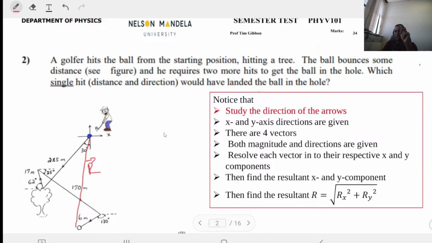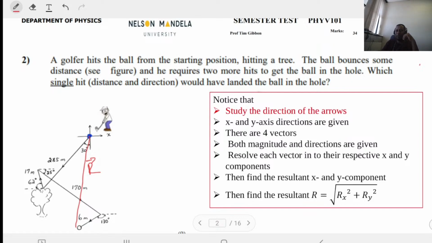Then the objective, or the simplest way I will give you, is you have to decompose each vector into their x and y directions. And remember, we have got 1, 2, 3, 4. Therefore, we have 4 vectors. Both magnitude and direction are given. Resolve each vector into its respective xy components. Then find the resultant x and the resultant y components. Why don't you do that? Let's do it one by one then.